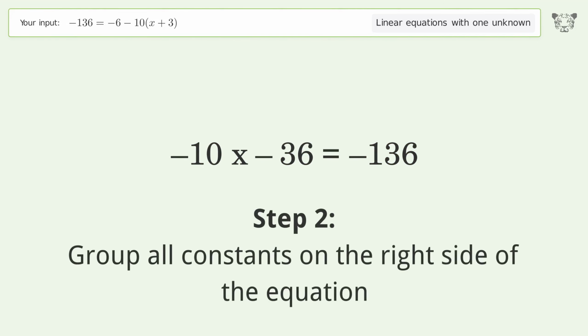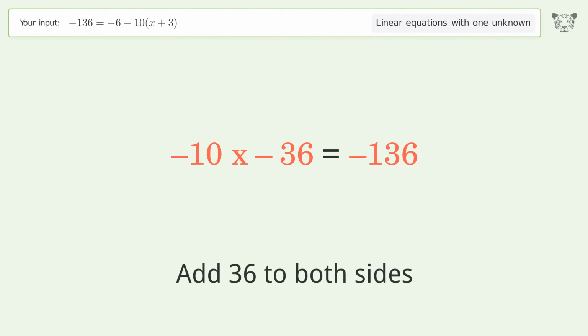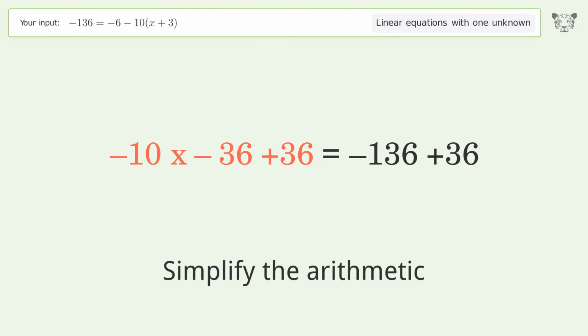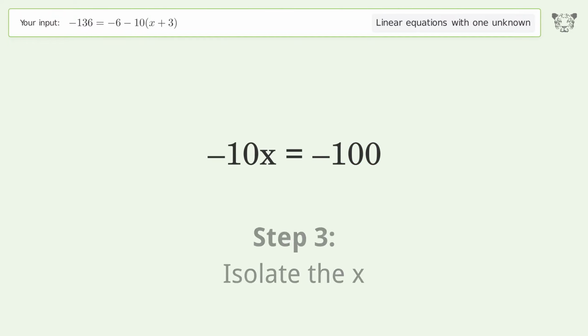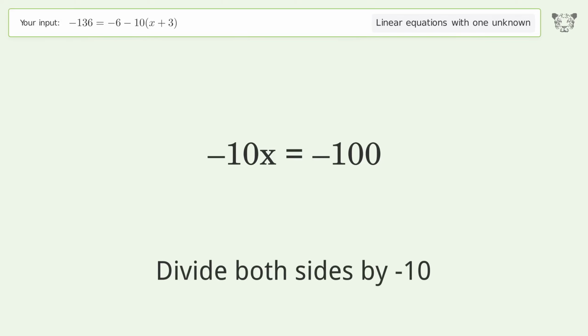Group all constants on the right side of the equation. Add 36 to both sides. Simplify the arithmetic. Isolate the x. Divide both sides by -10.